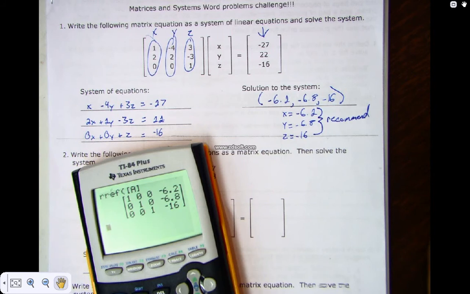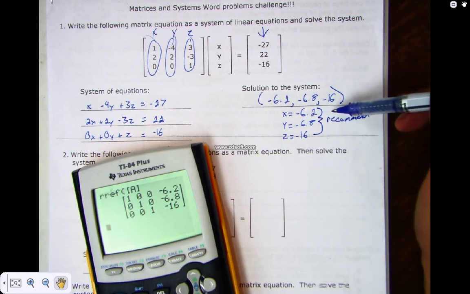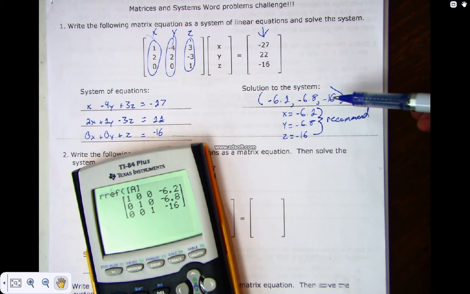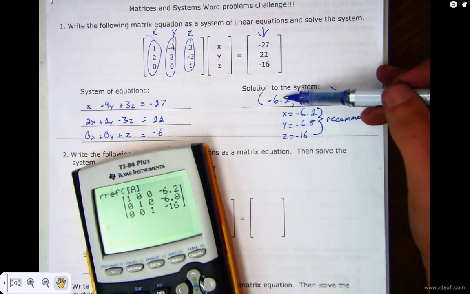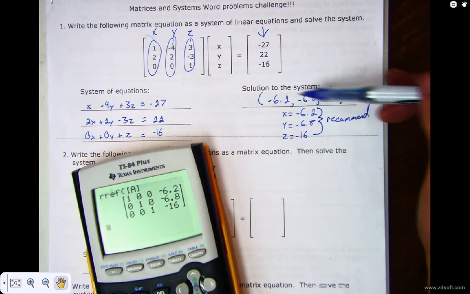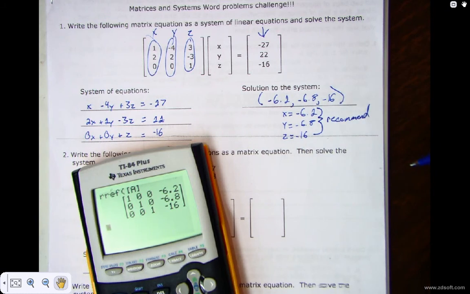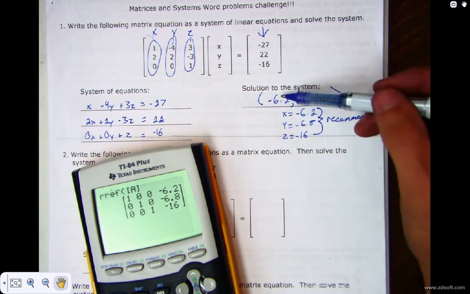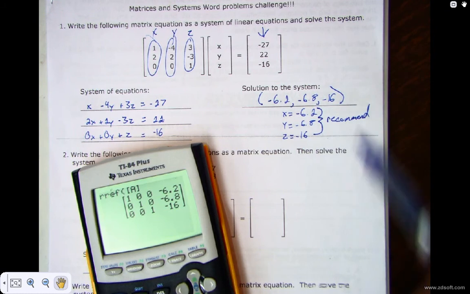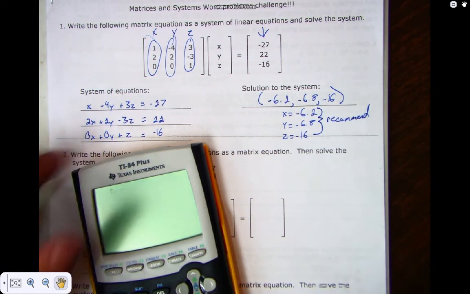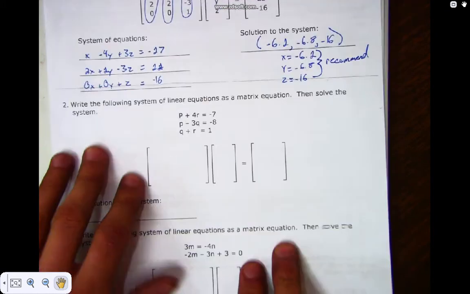The reason I'd recommend that and not this is because if you put 16 over here, negative 16, it's wrong. That's your x, that's your y, that's your z. Okay, so if you do it like this, do not mix up the order in which you put them. Okay, let's do the next one.